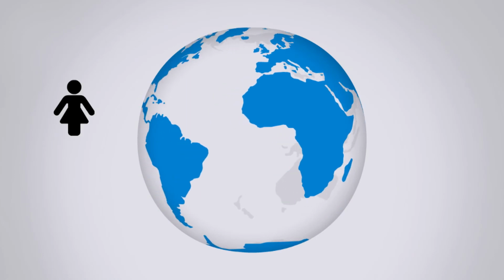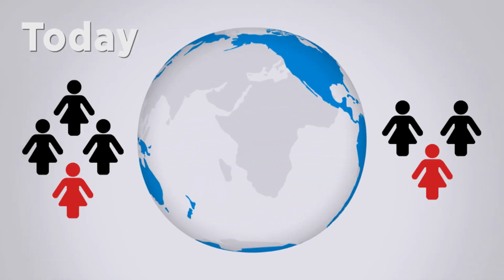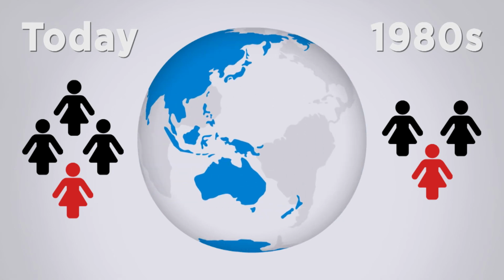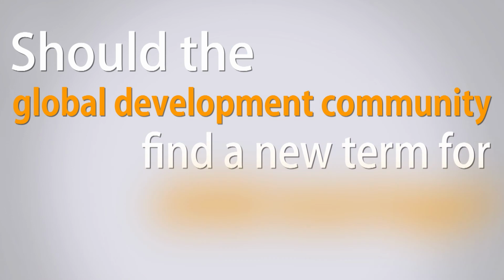Globally, the number of child marriages has been slowly declining. About 1 in 4 young women alive today were married as minors, compared to 1 in 3 in the early 1980s, according to UNICEF. But progress has been uneven, and with the global population growing, hundreds of millions of girls remain at risk. Should the global development community find a new term for child marriage?